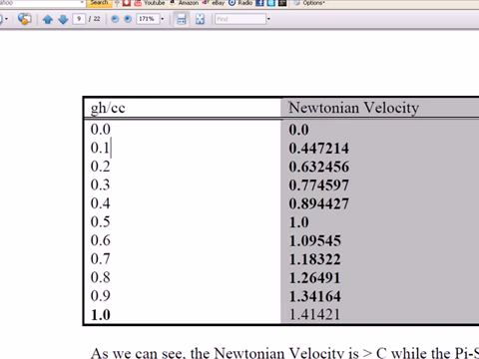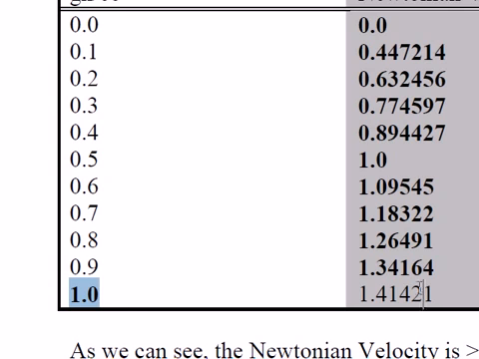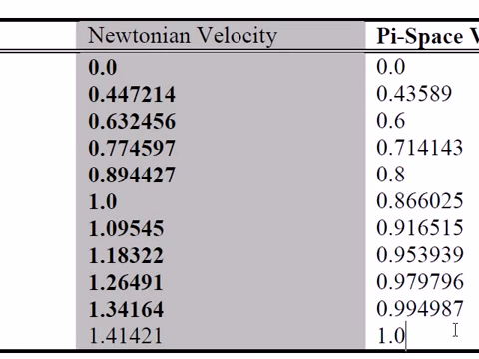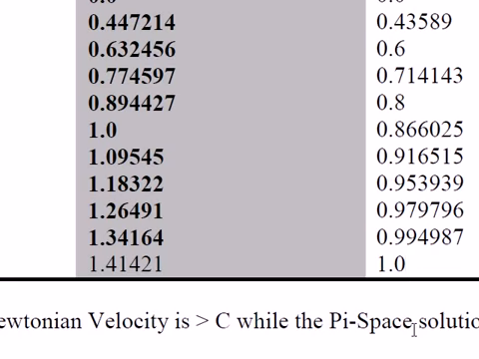If you notice at the Newtonian velocity, when you put in a complete compression of the object, which is basically a black hole, the value that the Newtonian formula gives you is actually 1.4 times the speed of light, which is incorrect, as we know from the Einstein work. But if you look at the pi space velocity version, you get 1.0, which is the speed of light. So when something is completely compressed, you get the speed of light coming back.